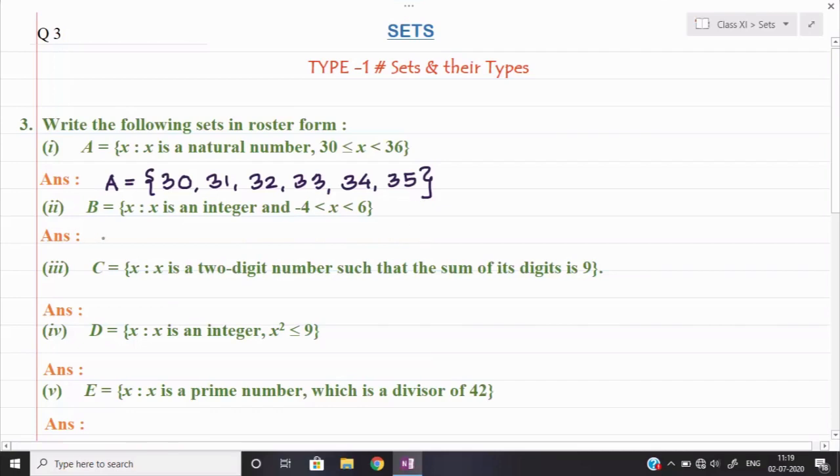Similarly, let us see set B. In set B, what are they saying? They are saying here x is an integer, which means we can't take the decimal value, and the value of x lies from -4 to +6. Okay, don't be confused from 4 to 6, otherwise you will write down only 5. It is -4 to +6.